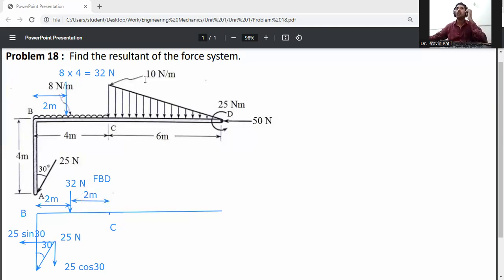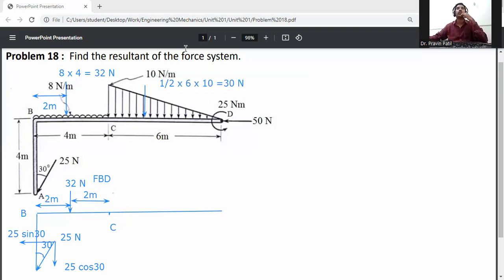Now the UVL load, the uniformly varying load. Convert it into a point load. How much point load will it be? Calculate 1/2 into base, which is 6 meter, into height, which is 10. So 1/2 into 6 into 10 will be 30 Newton.